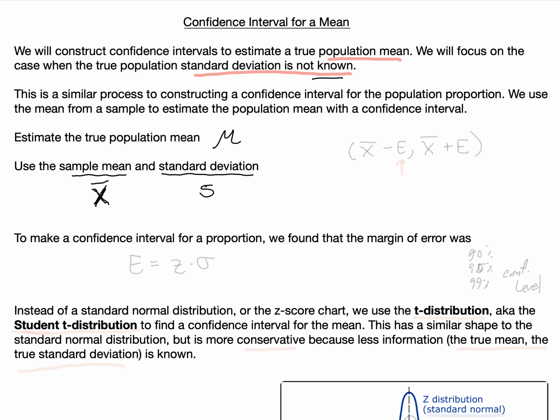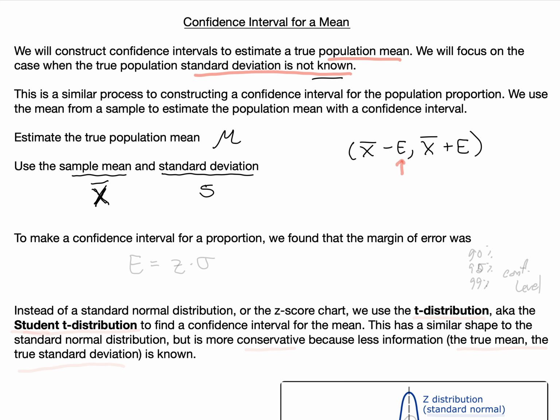So this is going to look like a confidence interval: the sample mean minus some margin of error to the sample mean plus some margin of error. So now we just have to figure out, how do we find this margin of error?